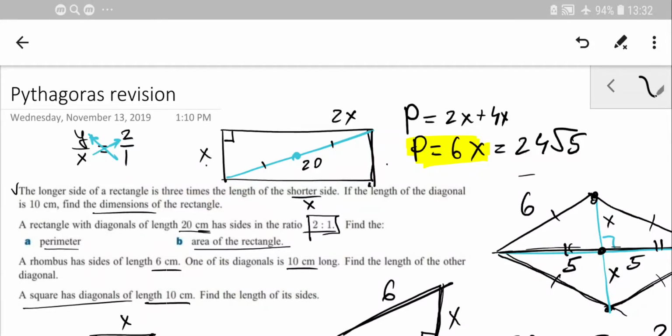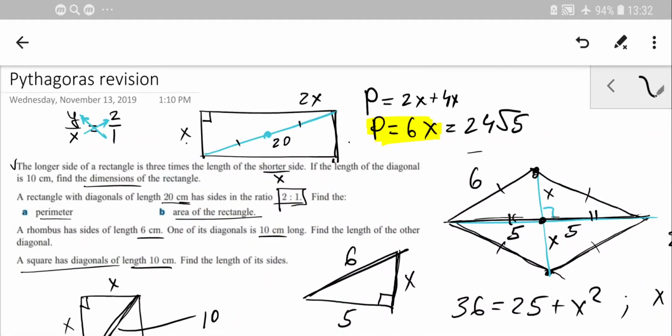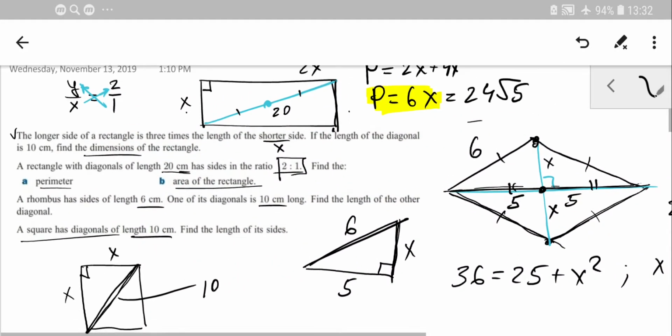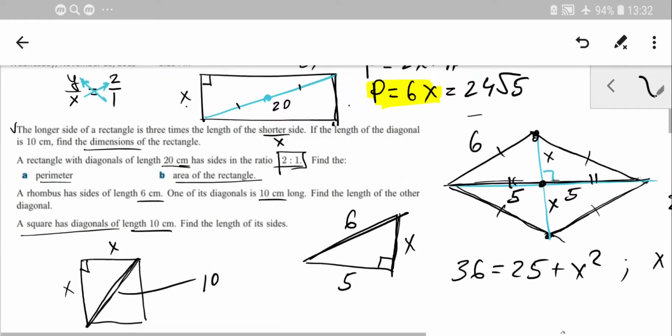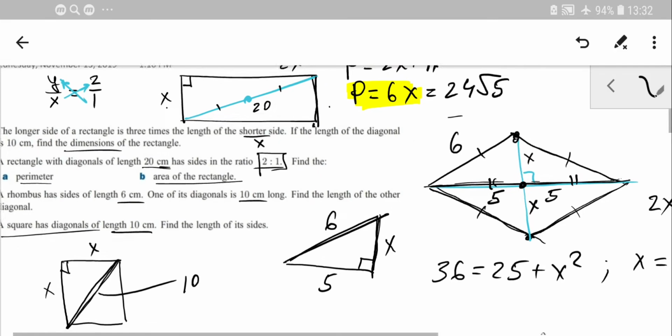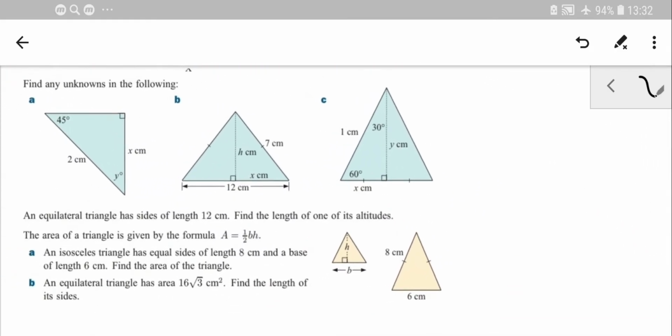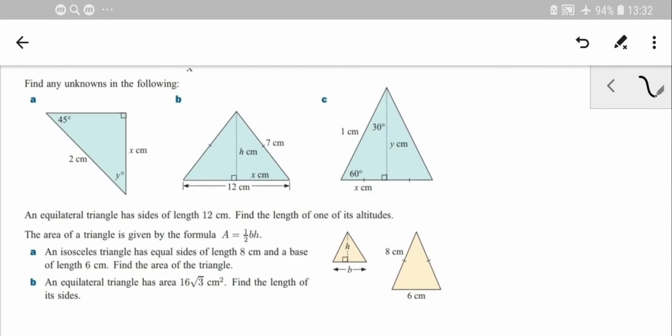Hey, we keep doing Pythagoras revision, and we finalized in the previous video the first block dedicated to word problems, so mostly about quadrilaterals like rhombus, rectangle, squares. And here we will go to the next set of questions. So the first one: find any unknowns in the figure. So what we need to find, basically, is x and y.